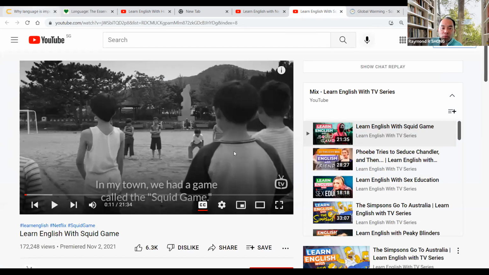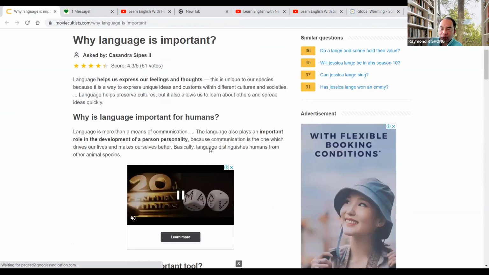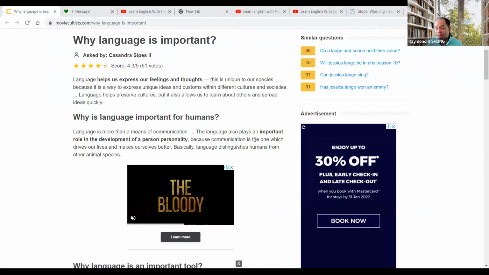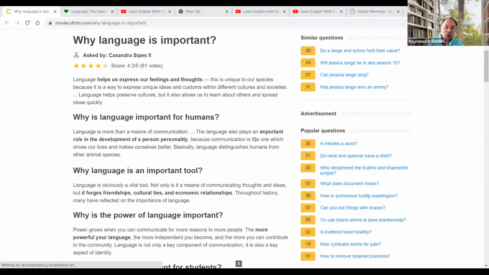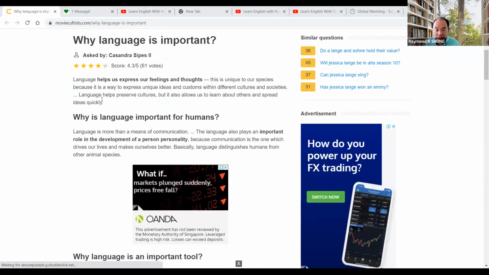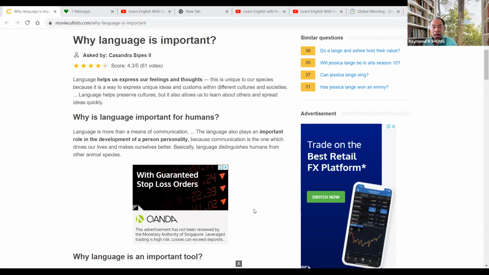Okay, what is language? Why is language important? Now, language is important and there are many reasons. It helps us to express our feelings and thoughts. Without language itself, we can't express how we feel, whether we feel sad or happy or angry or frustrated. So we do not know, right? So why is language important for humans? First of all, language helps preserve culture, and it also helps us to understand each other better. That's very important.